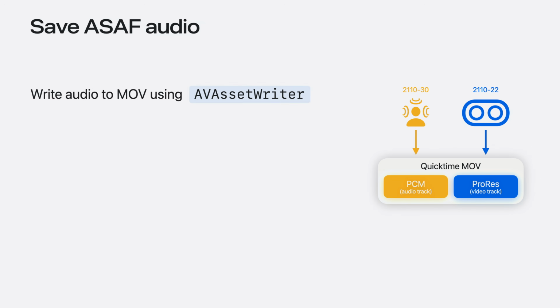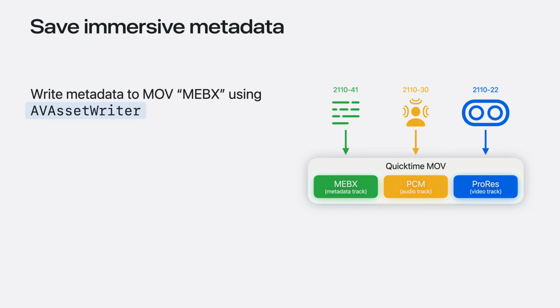Save audio feeds in the usual way. Uncompressed PCM, carried in the 2110 stream, is written directly into the MOV's audio tracks using AV Asset Writer. Finally, the stream JSON data is written into the metadata box exchange format or MEB extracts within the MOV container using AV Asset Writer. Prior to storage, the streamed JSON data must be deserialized, parsed, and then Immersive Media Support Framework, or IMS, is used to create lens calibration objects, camera IDs, and other metadata objects that are written into the MOV, synchronized with the video and audio.